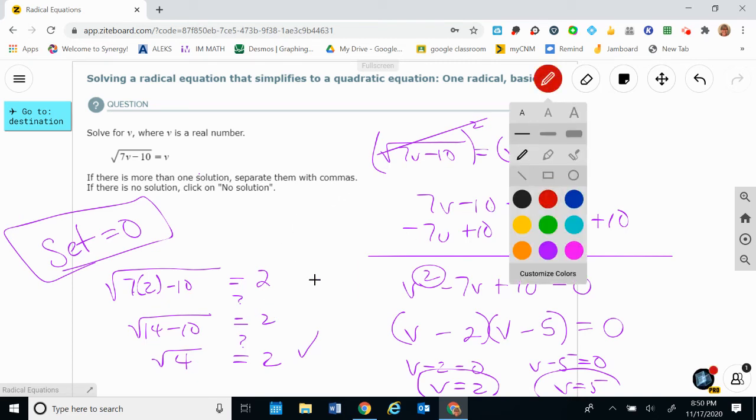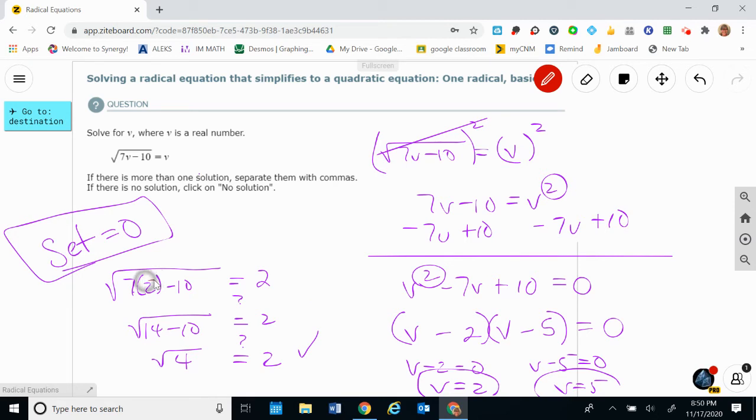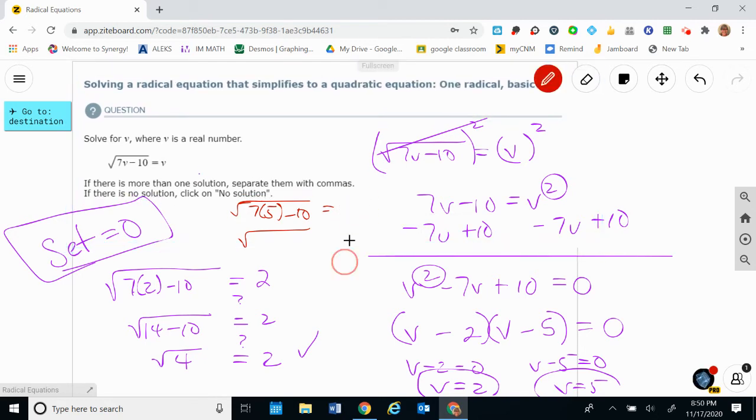I'll change colors to show a different check. Let's do 5. 7 times 5. I guess that's really poor taste. Okay, let's go, square root of 7 times 5 minus 10. Is that equal to 5? Sorry. Whoa. Okay, 35 minus 10, is that equal to 5? Square root of 25. Yes, indeed it is. So both work. So you have two solutions. So if there's more than one solution, separate them with a comma.